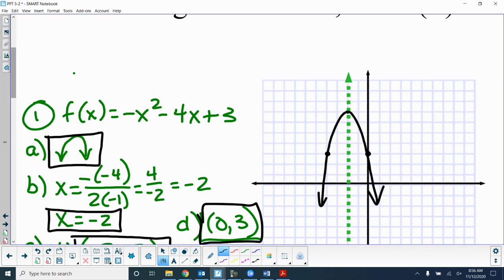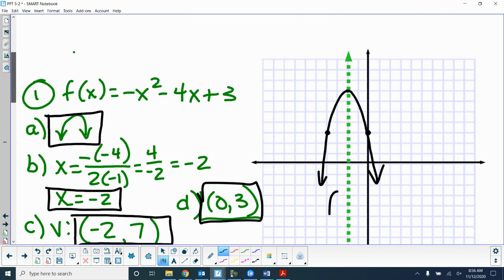Lowest minimum. If it's like this one, it's got a highest point. Everything from there goes down, right? This goes down forever, so there's no lowest point. But there is a highest point or a maximum point, okay? Any other questions?